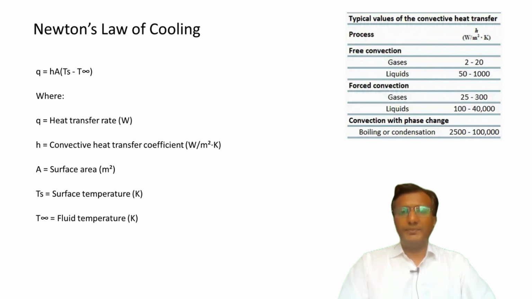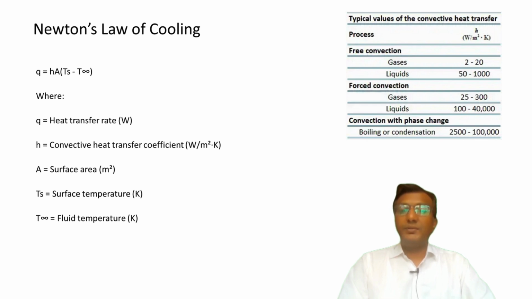Newton's law of cooling is the foundation for analyzing forced convection heat transfer. It states that the heat transfer rate Q is given by Q = h × A × (Ts − T∞), where h stands for the convective heat transfer coefficient in watts per meter squared Kelvin, A is the surface area in meter squared, Ts is the surface temperature, and T∞ is the fluid temperature. The convective heat transfer coefficient h is very crucial as it reflects the efficiency of heat transfer and varies with the fluid type and flow conditions.